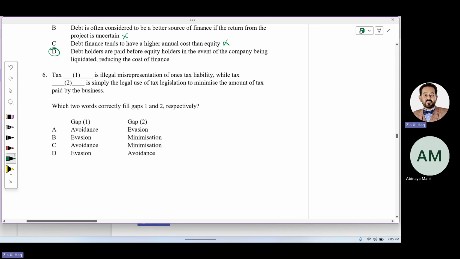Which is legal, tax avoidance or tax saving, and which is illegal? Tax evasion is illegal. So one is tax evasion and two is tax avoidance. Where is evasion? B and D. There is no minimization. So option D.